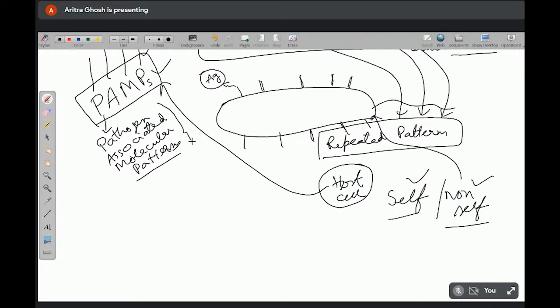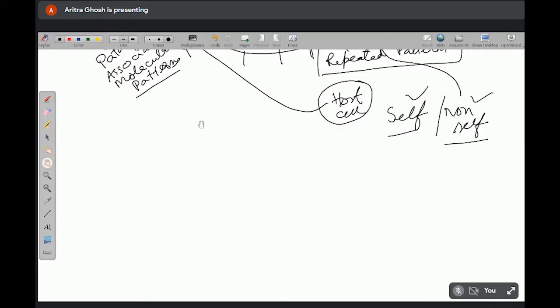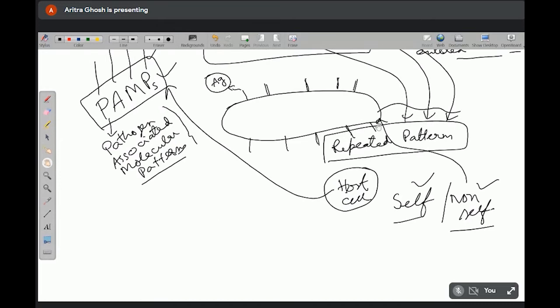So now it is clear that there is a bacteria and these are the pathogen associated molecular patterns. Suppose this is our host cell having PRR. Now these can detect that a microbe has come into our body, so this host cell will take action or counteract.